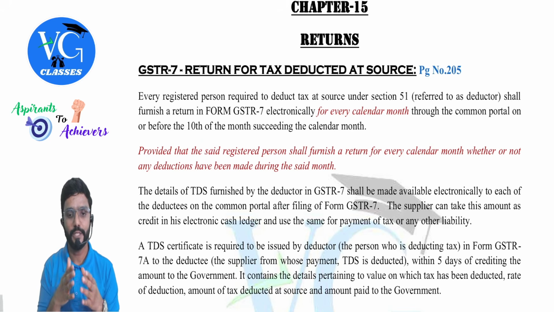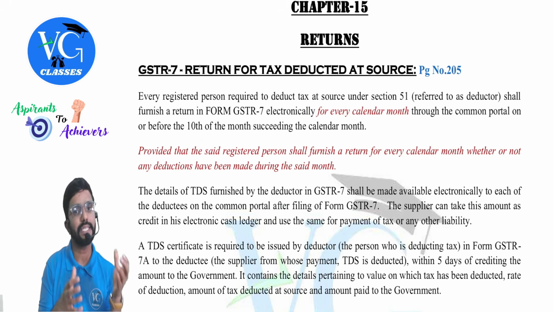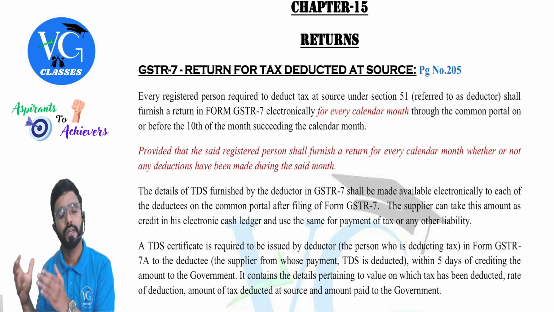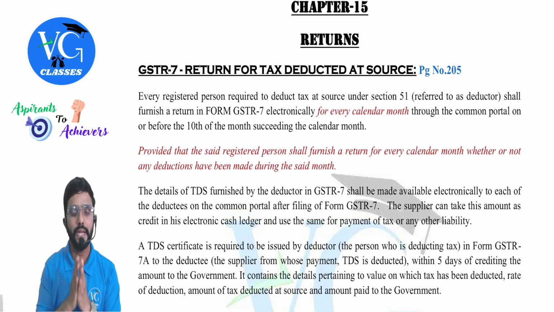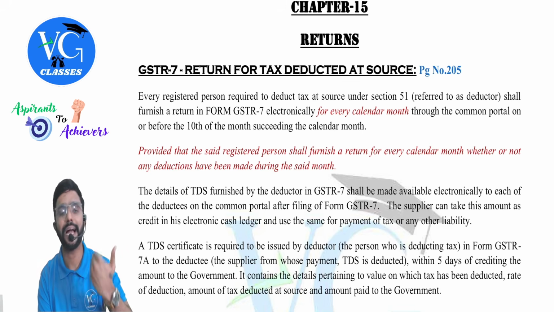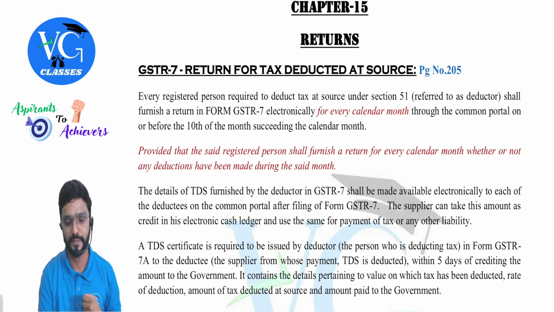So that means, assume, guys, in August, I had deducted TDS. I have filed GST 7 within 10th September. In September, I have not deducted TDS. Throughout the month, I have not deducted any TDS. Should I still file GST 7 for September? Yes, on or before 10th October, GST 7 has to be filed for September month. Got it? Even though it is a nil return, it has to be filed. That is what the amendment is.